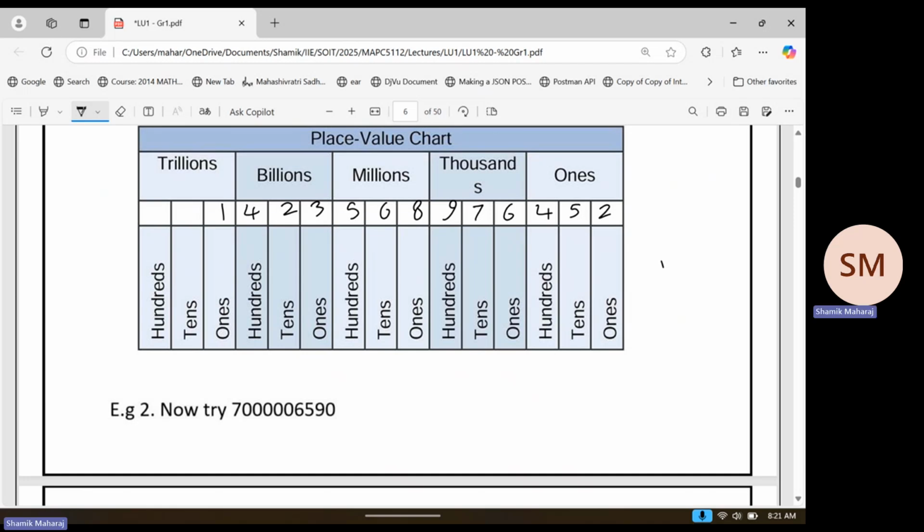Okay, that should be enough. Let's check how much easier it is to read now once it's in the chart. We start in the trillion, so this looks like 1,423,568,976,452. Quite straightforward once it's in the chart.